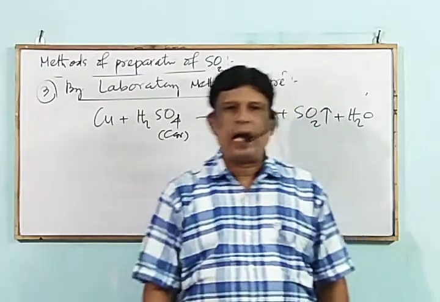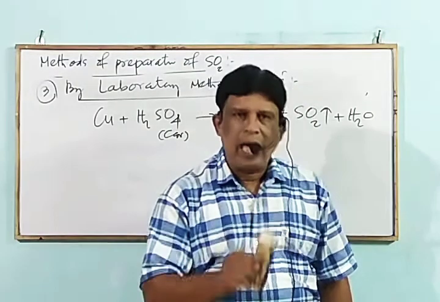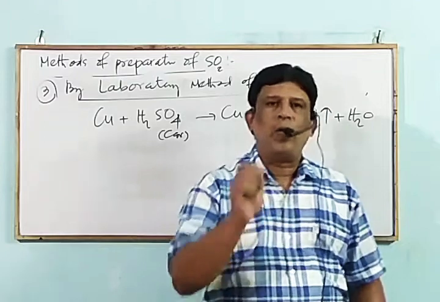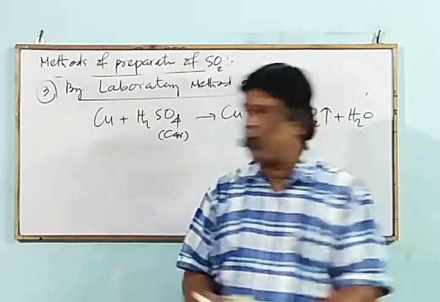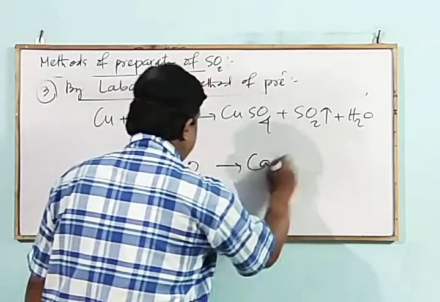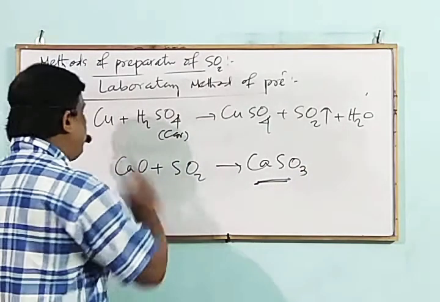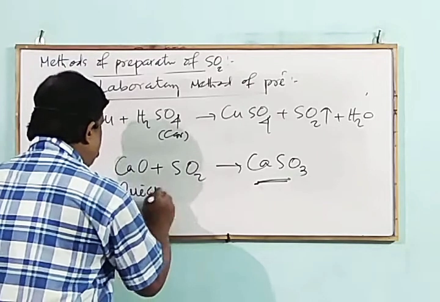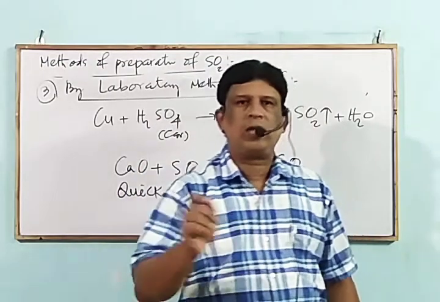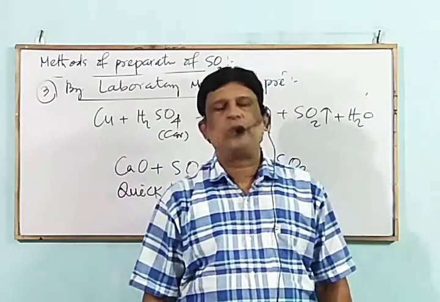A question may arise: quicklime is a well known drying agent, but why is sulfur dioxide not dried by passing through quicklime? The answer is because it combines with it to form a different compound. Mark that. Calcium oxide plus sulfur dioxide form calcium sulfite. Due to the formation of another compound, though quicklime is a well known drying agent, it is not used for drying sulfur dioxide gas. It is all about the method of preparation of sulfur dioxide.